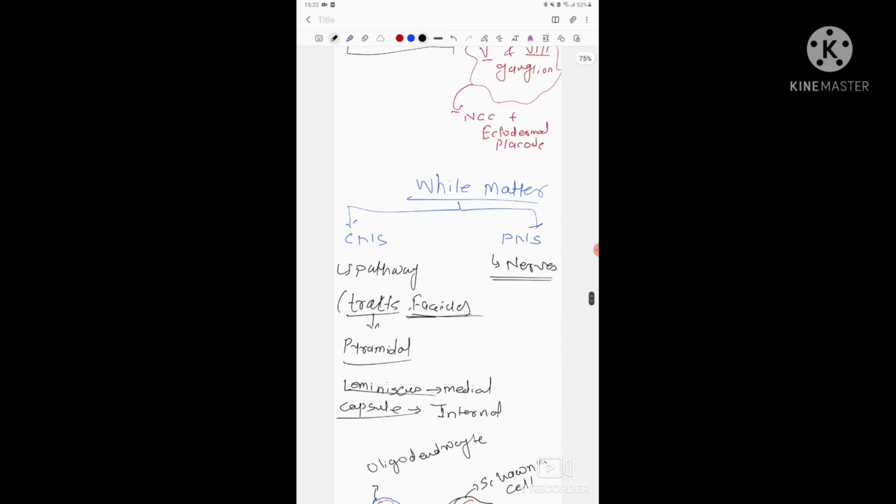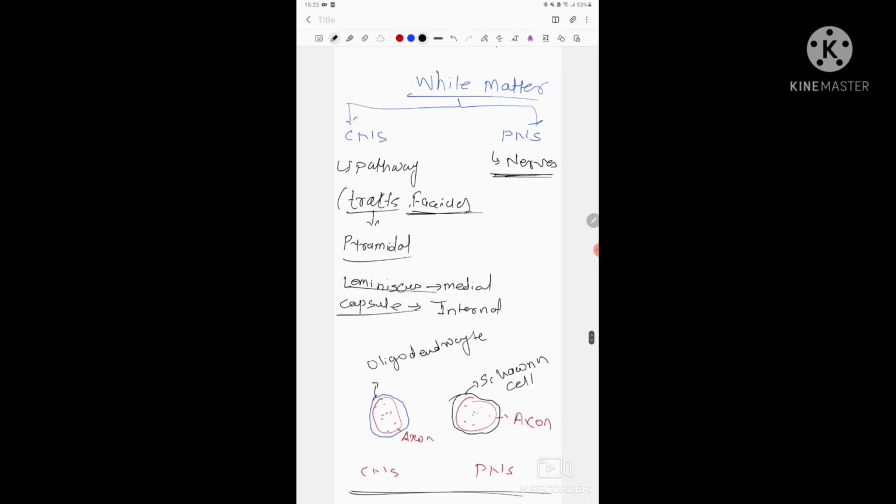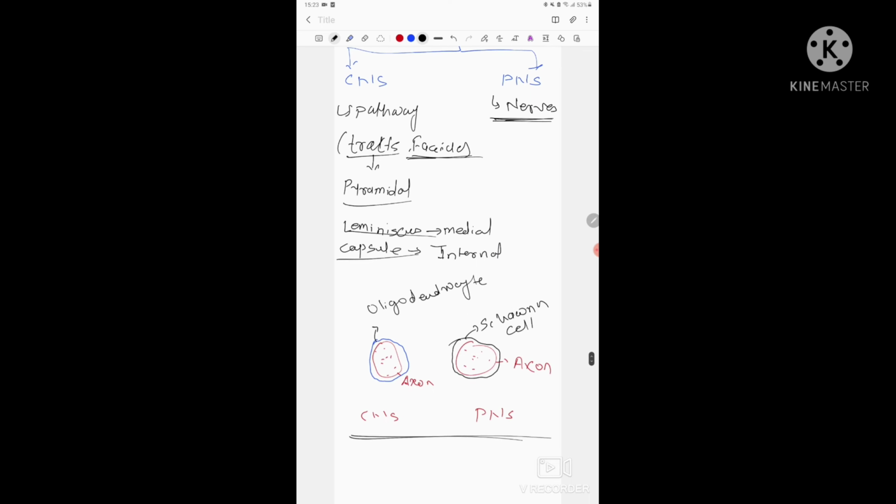When we talk about the white matter, in CNS it is the pathways. Examples are tracts, fasciculus, lemniscus, capsule. Tracts are pyramidal, lemniscus is medial, capsules are internal. And in PNS it is nerves. The main difference of the white matter in the CNS and PNS is the covering of the axons. In CNS, axons are covered by the oligodendrocytes, and in PNS, axons are covered by Schwann cells.